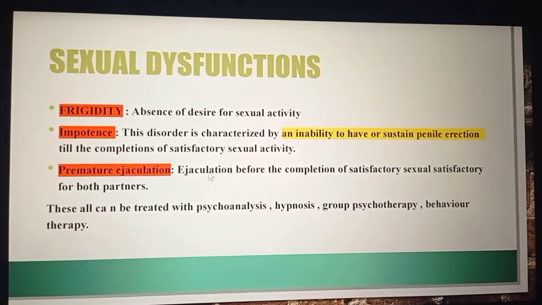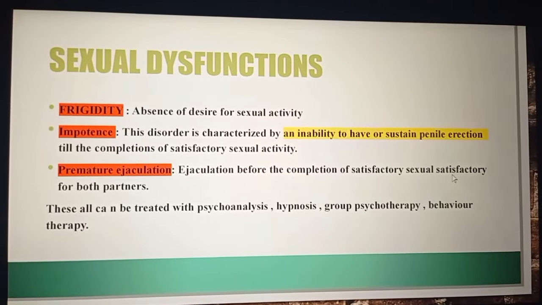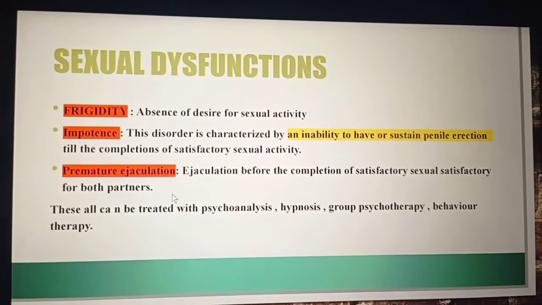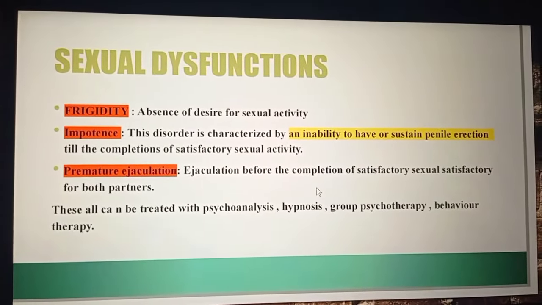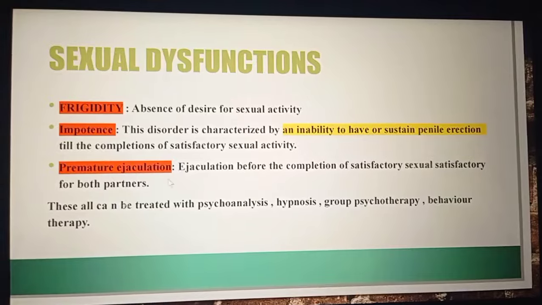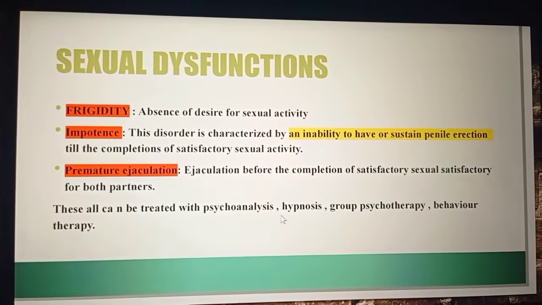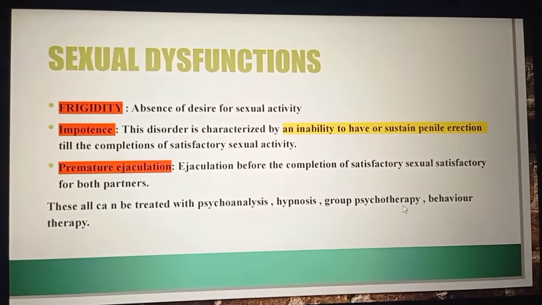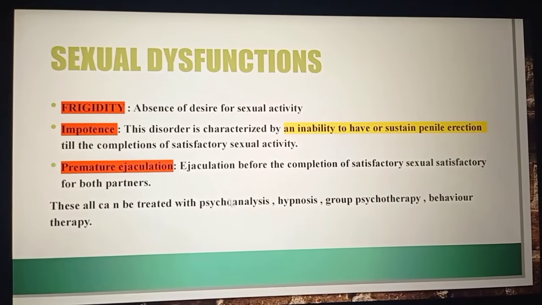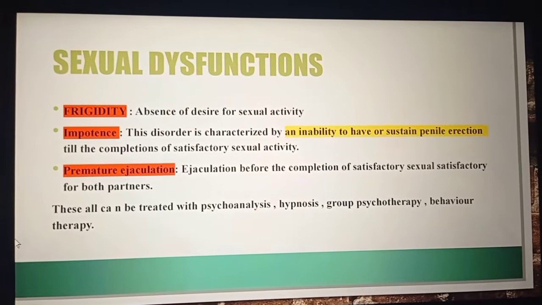Then premature ejaculation: ejaculation happening before the completion of satisfactory sexual activity for both partners. That is premature ejaculation. Then all of these can be treated with psychoanalysis, hypnosis, group psychotherapy, and behavioral therapy. All those sexual disorders can be treated with these. That is all about the classification.